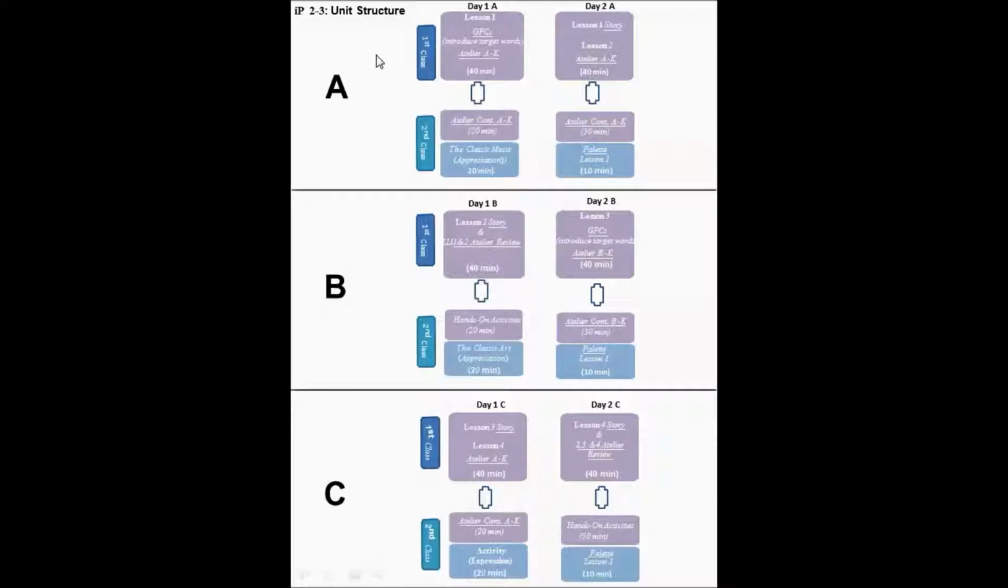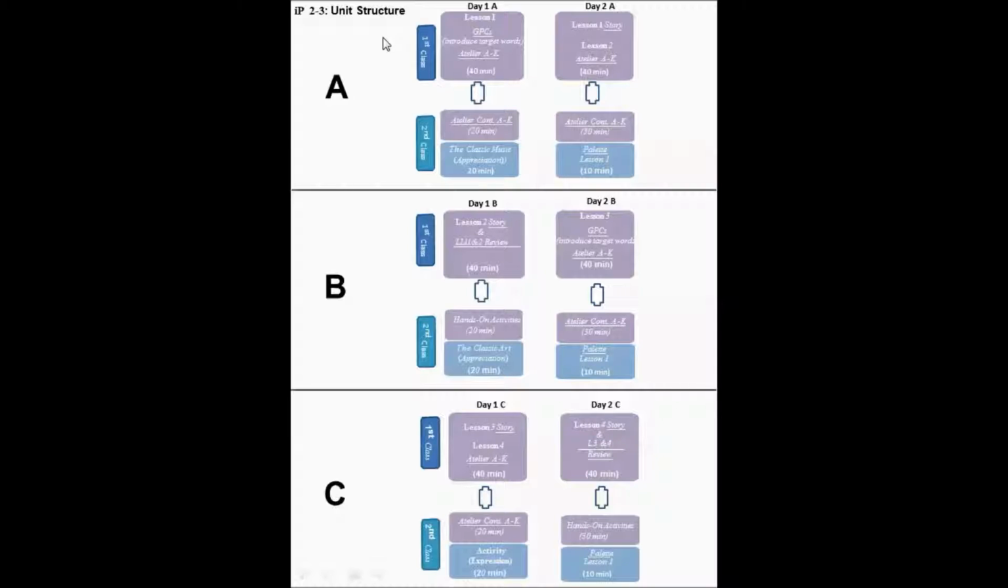Now we're taking a closer look at how we divide the class time between the phonics book, the classic, as well as the palette. These labels that I'm about to talk about will correspond with the operation plan. You can see here that this row is labeled A. If you look here, we have day 1A, day 2A. This row is labeled B. We have day 1B and day 2B. And then we have row C. This is labeled day 1C, day 2C.